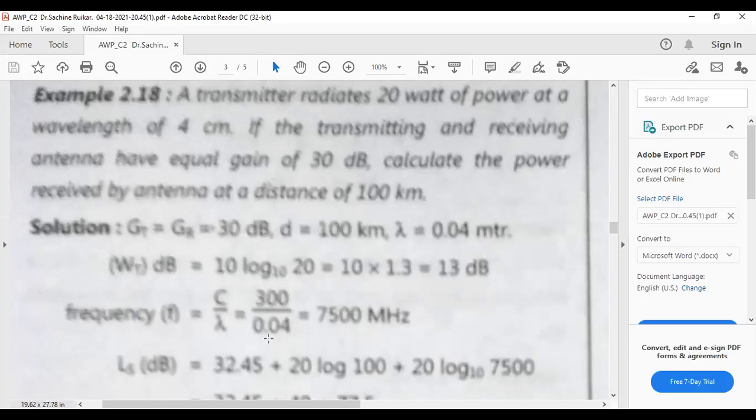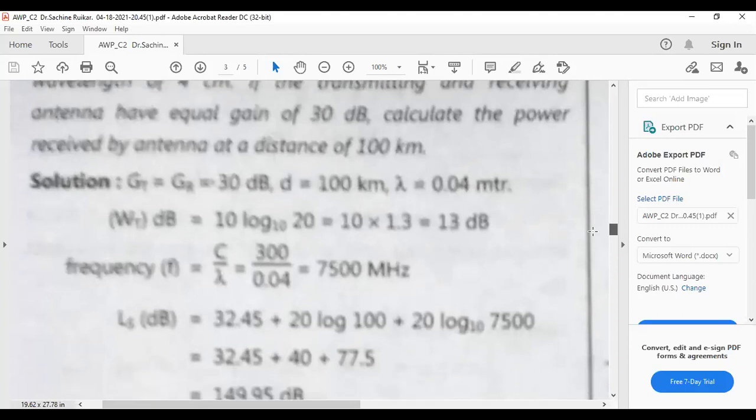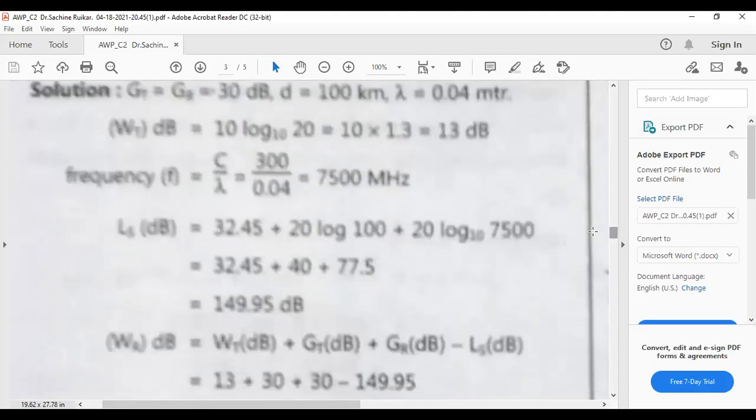Frequency F is equal to C by lambda. So 300 divided by 0.04, so 7500 megahertz is the frequency. Line of sight in terms of dB, again the formula is the same: 32.45 plus 20 log D plus 20 log 10 of F, where 100 is the distance D. Substitute the value of distance and the frequency in this formula. That is the line of sight. Calculate yourself with the calculator. You will find the line of sight is 149.95 dB.